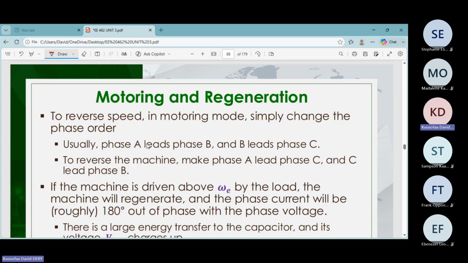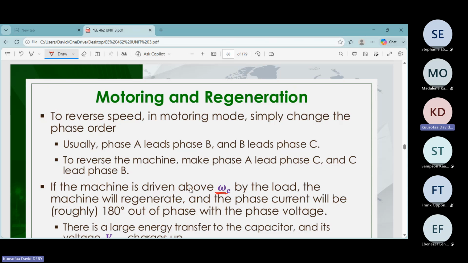So when you do that, you've reversed the phase order, and you've reversed the direction of the motion. So it will now be operating like a generator, only when the load speed is above what? The omega E, the synchronous speed. So at that point, it will be regenerating, and the phase is going to be 180 degrees out of phase with respect to the phase voltage. So the current direction is going to reverse. That's what they are saying.